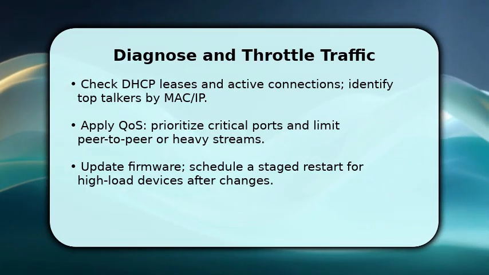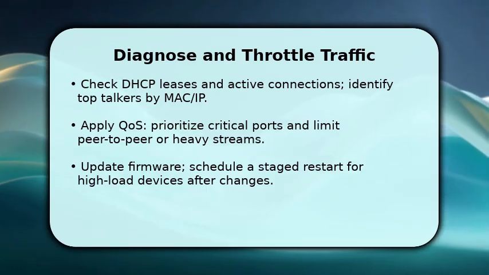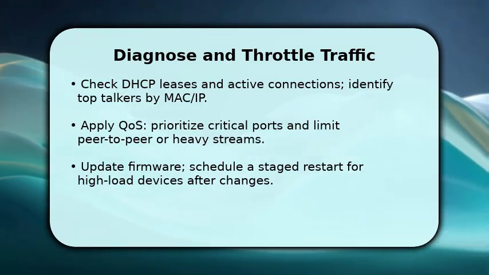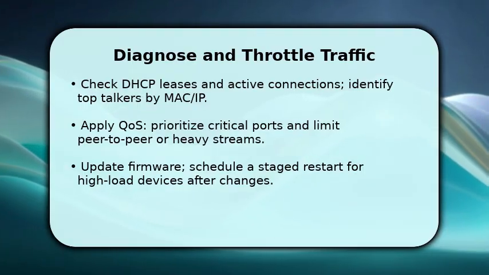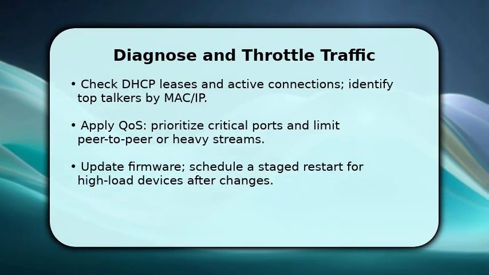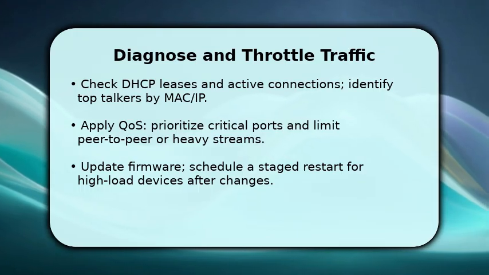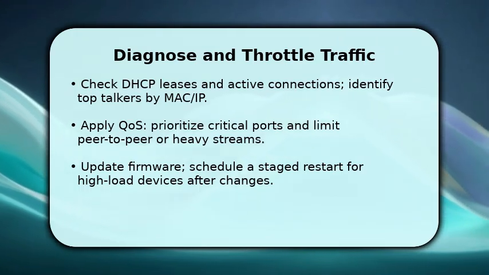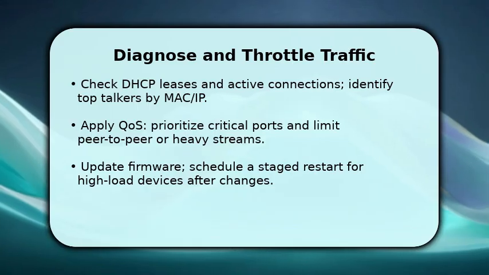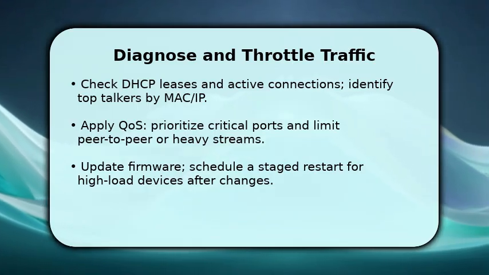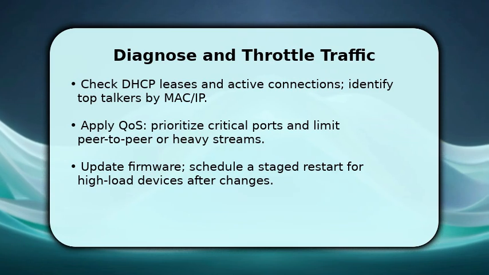Then implement CoS rules. Prioritize VoIP IP and business ports and throttle or set bandwidth caps on streaming, backups, or peer-to-peer traffic so the router stops queuing packets. Make sure to update router firmware before major changes. After applying CoS, perform staged restarts of heavy devices to let new limits take effect.